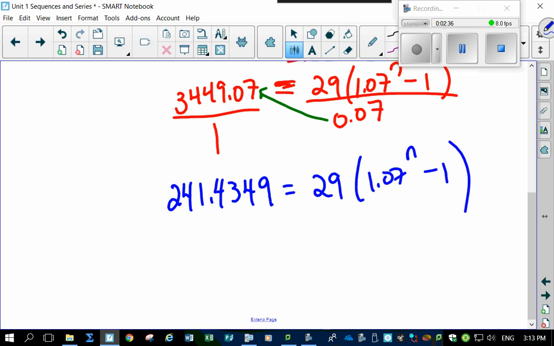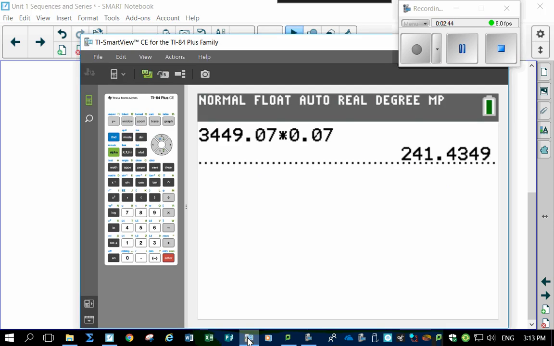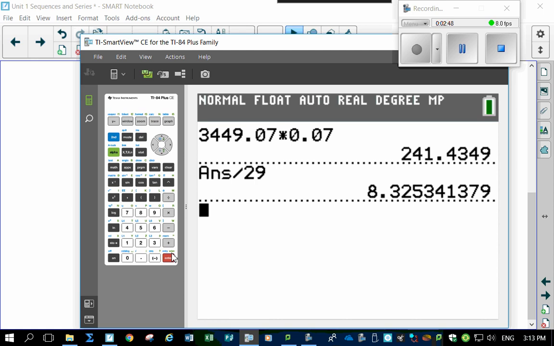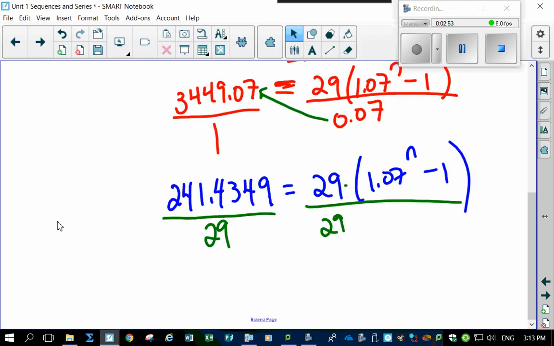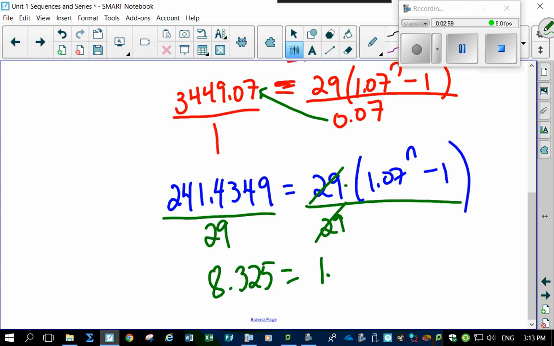Okay, now let's get rid of the 29 because that's multiplication. That's just divide by 29. So bring up the calculator, which still has our numbers in it. Just divide it by 29. Okay, so we got 8.32, oh my goodness, 8.325. Let's just leave it at that. 8.325 now equals, because that cancels out, 1.07 to the power n subtract 1. Oh, this is getting easier. That's not so bad. Let's keep on going.